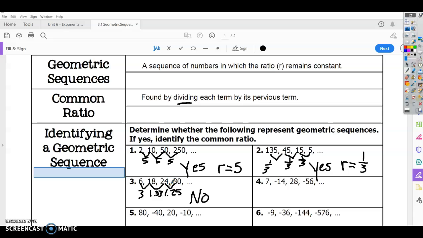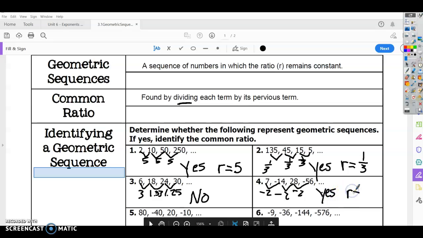All right, for the next one, you've got negative 56 divided by 28. That's going to be negative 2. And then 28 divided by negative 14 is negative 2. And then 14 divided by 7 is negative 2. So this is a geometric sequence with a common ratio of negative 2.